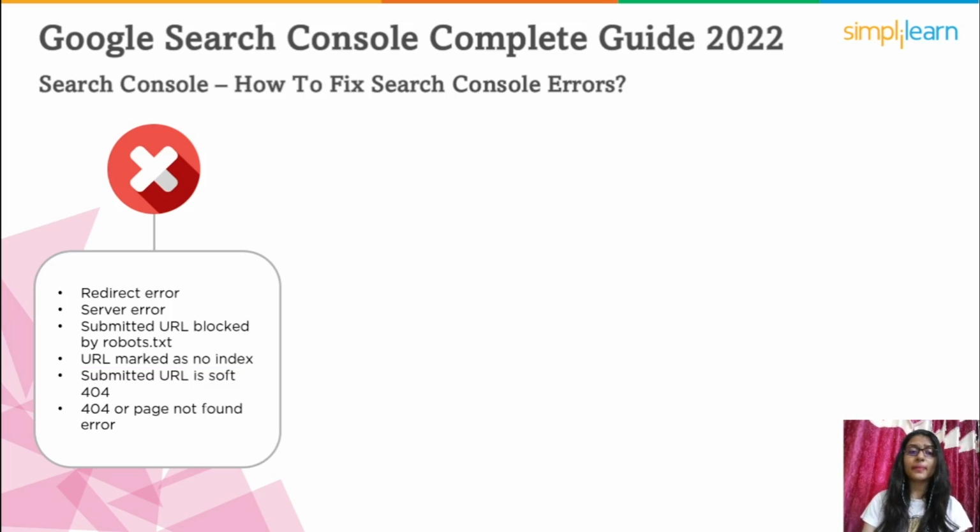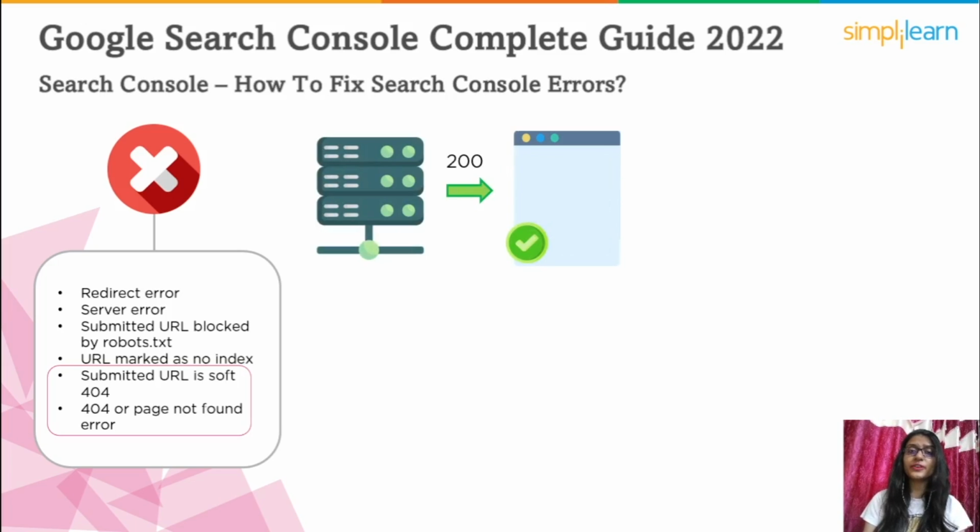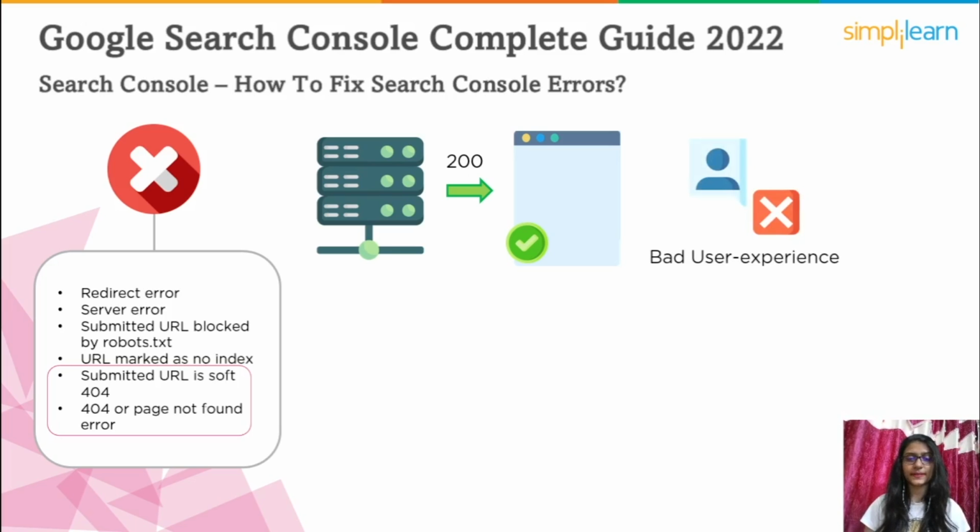Now let's understand the error: submitted URL is a soft 404, and 404 or page not found error. Whenever a web page loads, the server returns a 200 signal showing the success status code. Soft 404 is a condition in which the server returns a 200 success status code and the page not exist error simultaneously. This is considered a bad user experience. This error can be solved simply by redirecting this page to any relevant URL or the home page of the website.